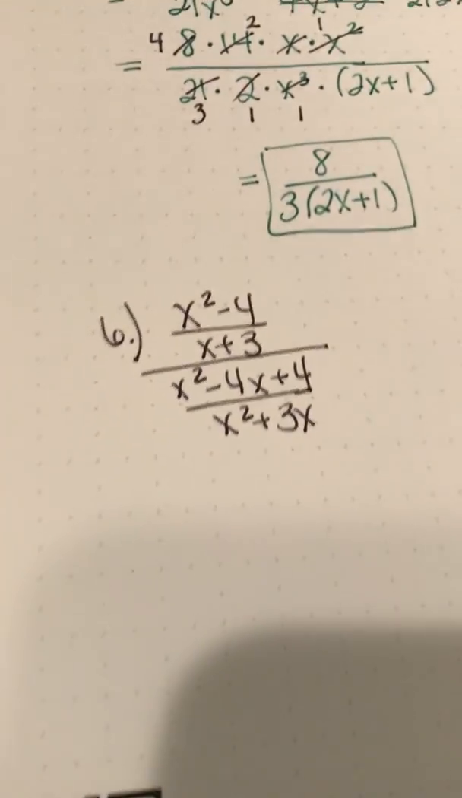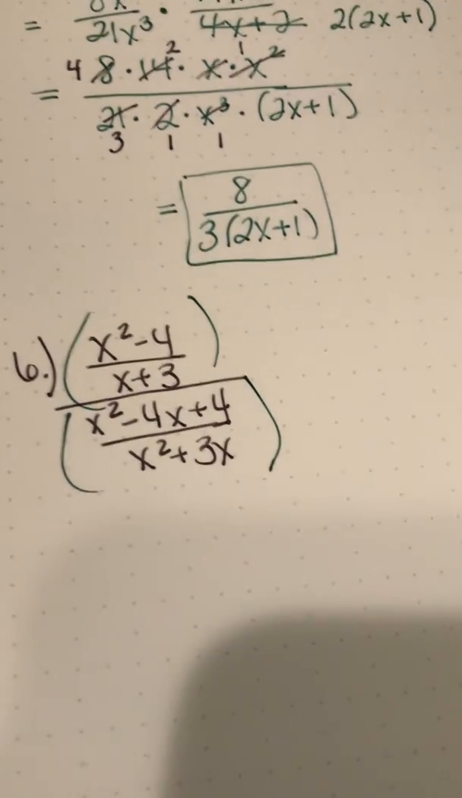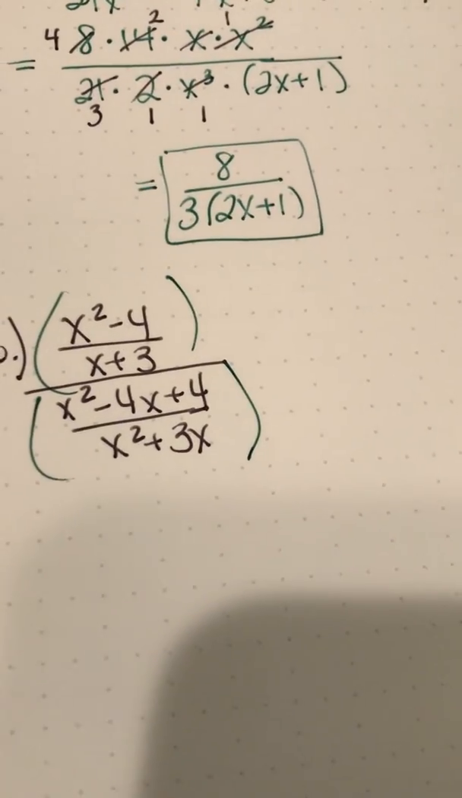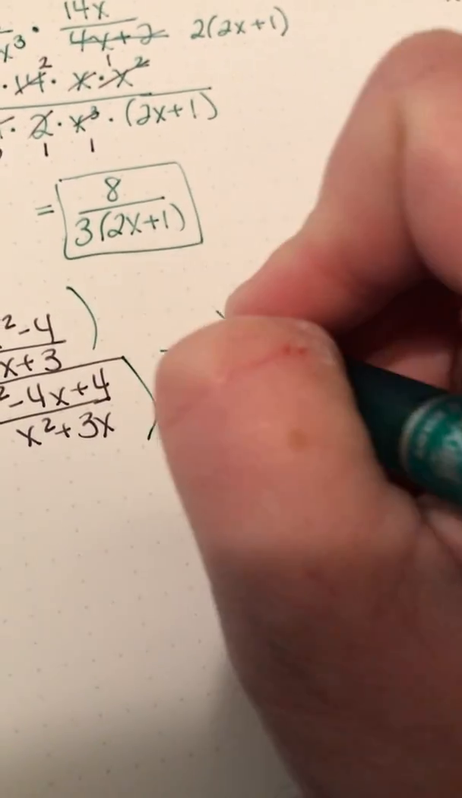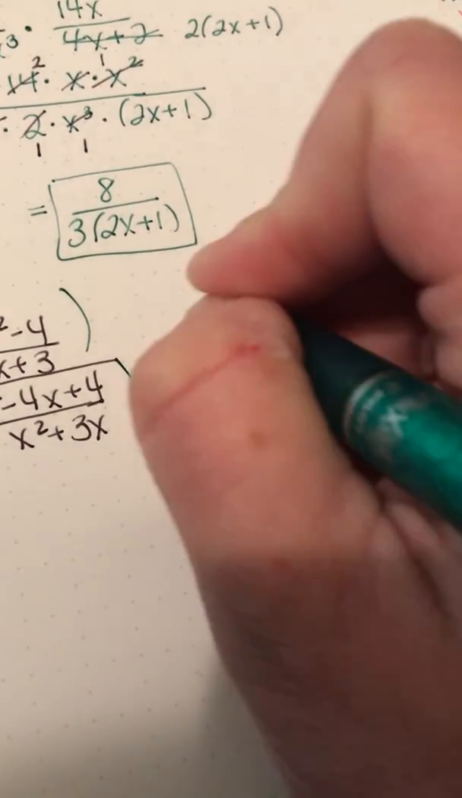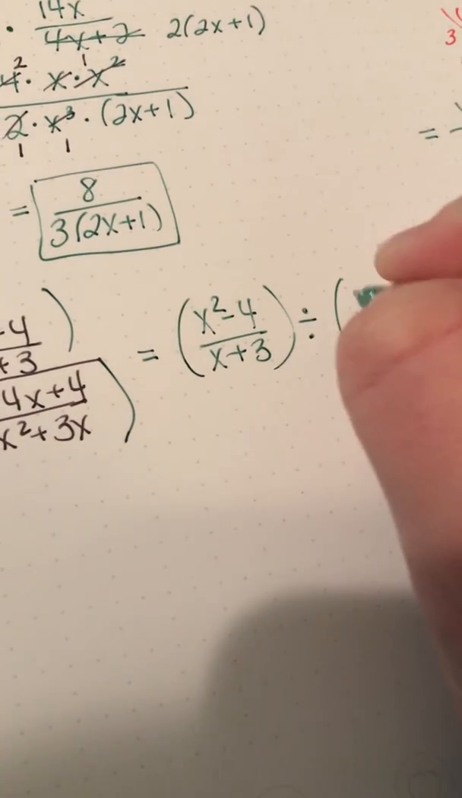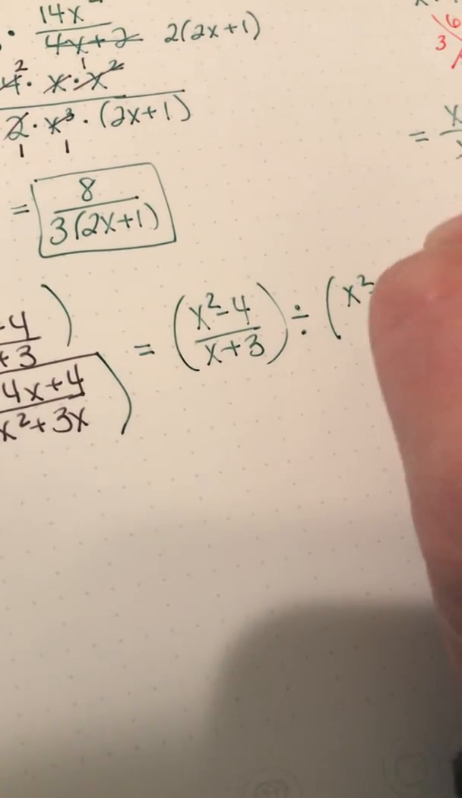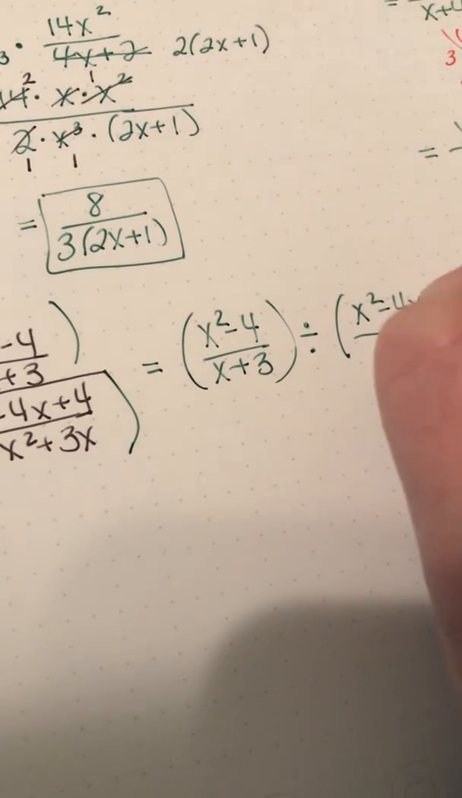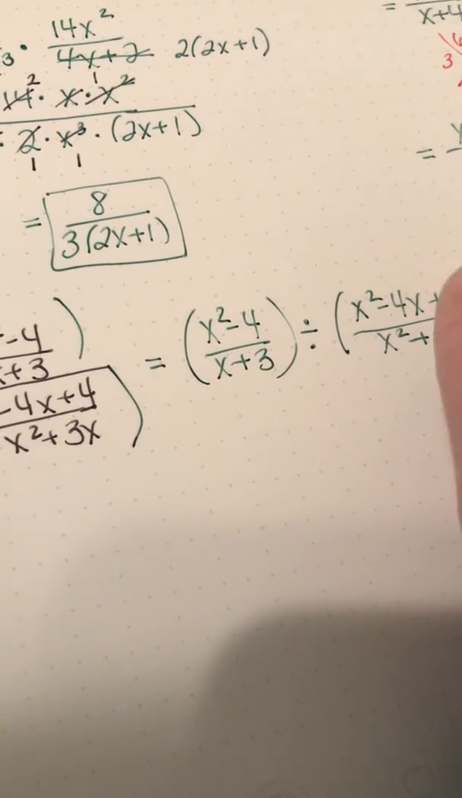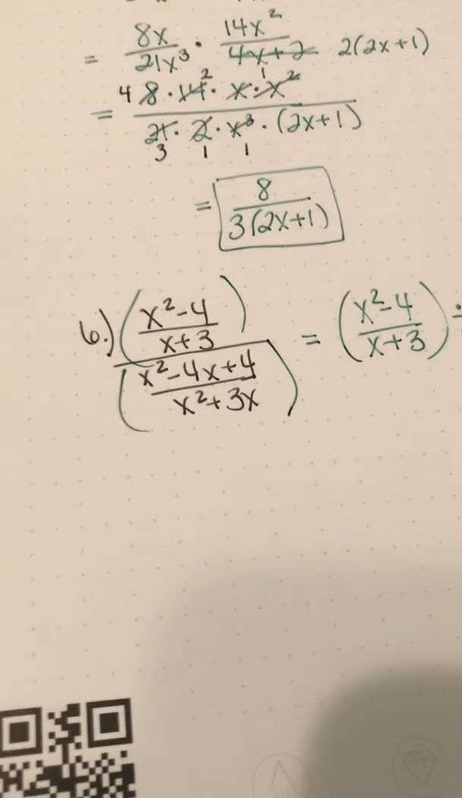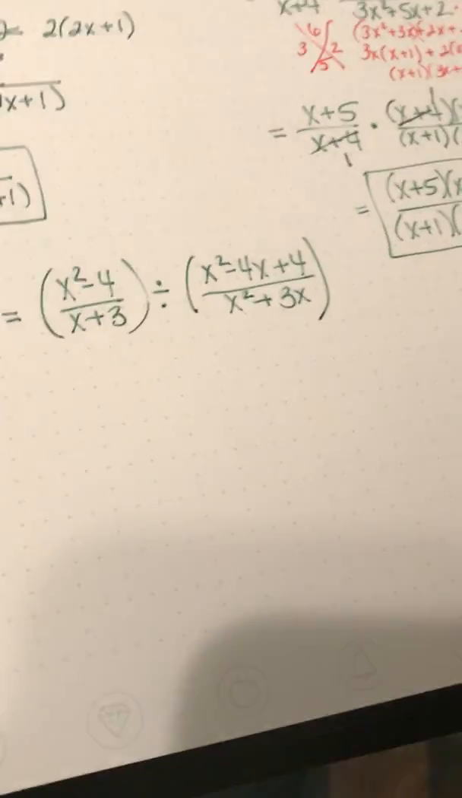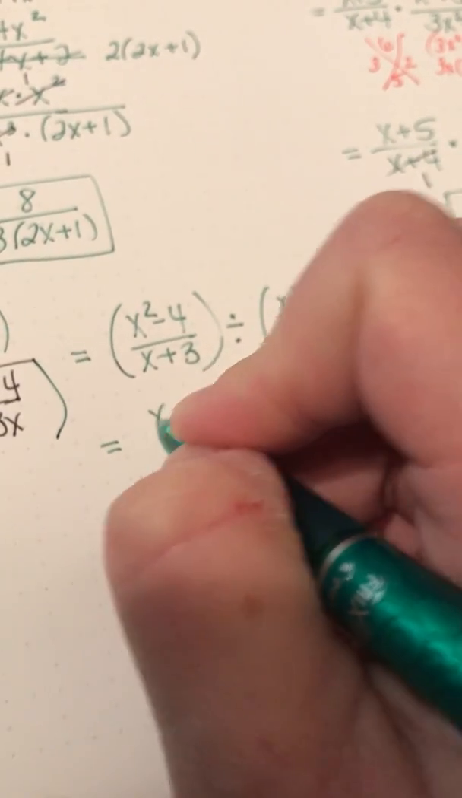It looks stranger and crazier than it truly is. Group the top, group the bottom. All it is a fraction being divided by a fraction. Okay, so I'm going to write it out. I'm going to write it out as x squared minus 4 over x plus 3 being divided by x squared minus 4x plus 4 all over x squared plus 3x. In writing it out, it becomes a heck of a lot more manageable. Okay, so group it, write it out, and then do what we've been doing on the last two problems.